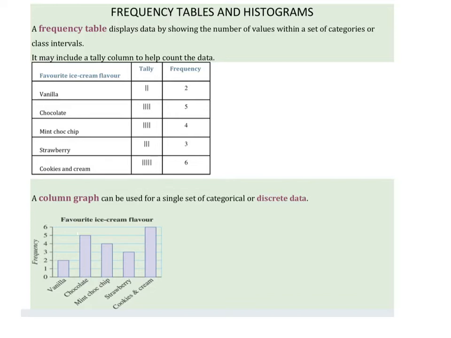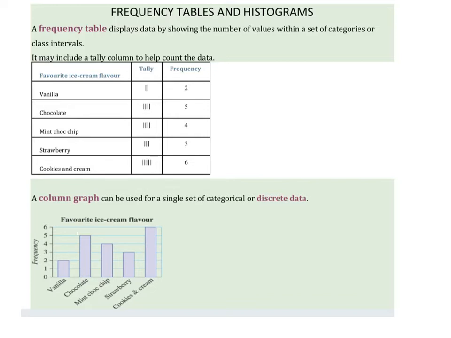So looking at this example here, you can see that people were surveyed on their favourite ice cream flavour, and the options were vanilla, chocolate, mint choc chip, strawberry, cookies and cream. The tally column helps us just to keep count of the number of people. So it's no more than just a tool for counting. The frequency then is the total number of the tally. So you can see 2 strokes there means that we have got a frequency of 2.